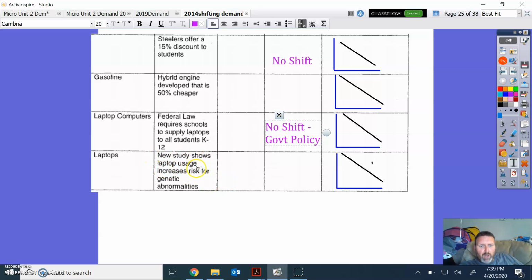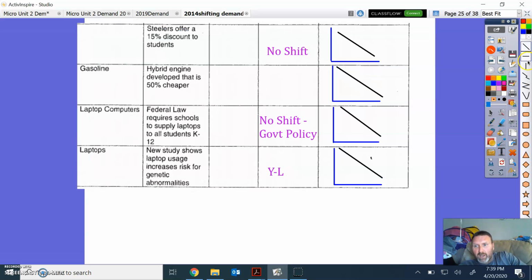New study shows laptop usage increases risk for genetic abnormalities. That will definitely move the curve. Yes, to the left. Why? I prefer not to have genetic abnormalities. There it is, right? That point.